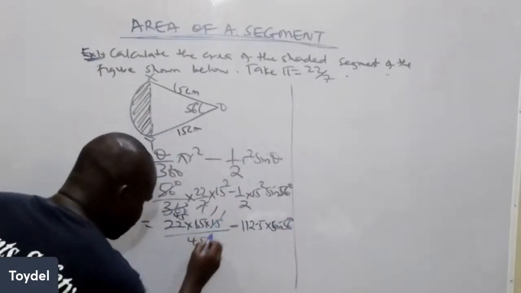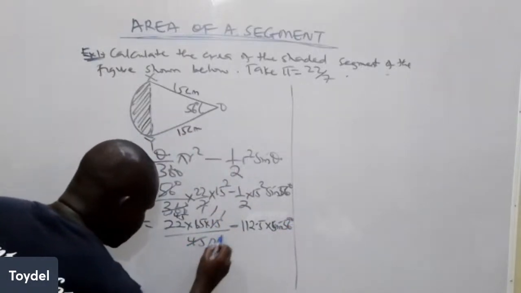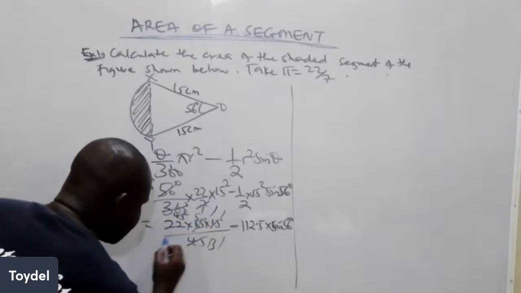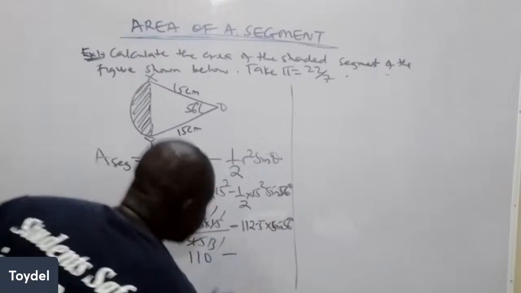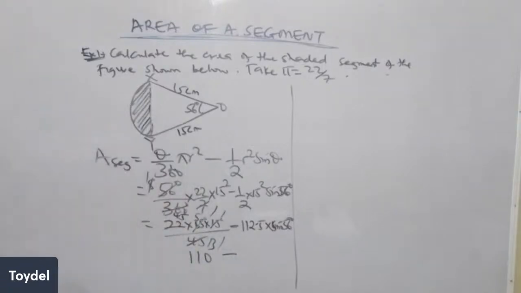So from here, 15 here 1, 15 here is 3. 3 here 1, 3 in 15 is 5. 5 times 22 is 110, minus. Now let's check for the value of sine 56.